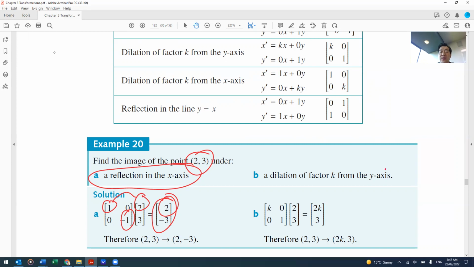Dilation from the y-axis means that it's the x term that's multiplied, right? Which is why the k is up there. So then you don't know what the k is, so you just times it by the x that's in there.